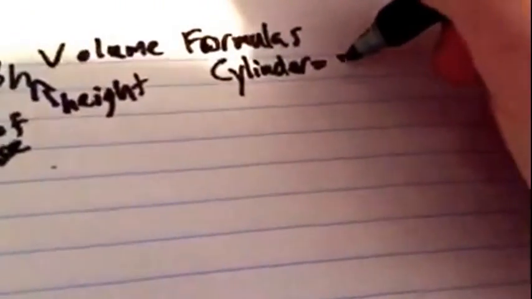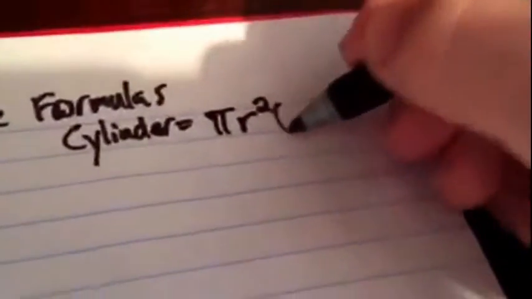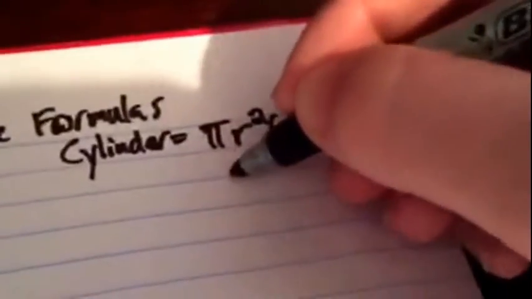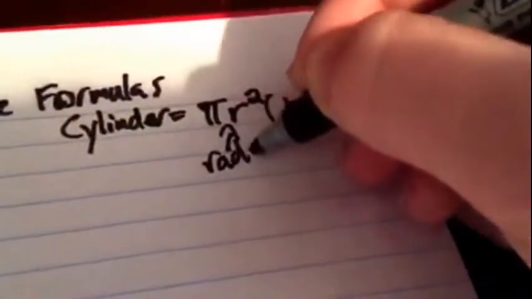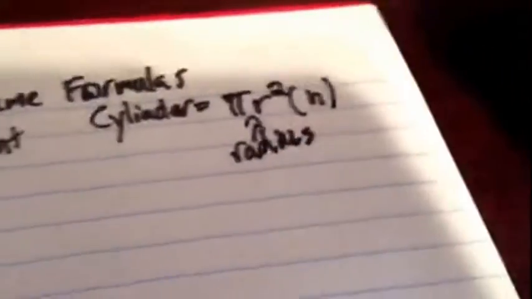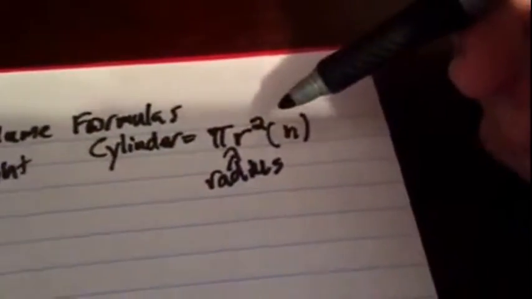A cylinder's formula is pi r squared times the height. So this right here is the radius. So what you do in this formula is you multiply the pi, or 3.14 usually, times the radius, and then the radius is squared times the height, and you get the volume.